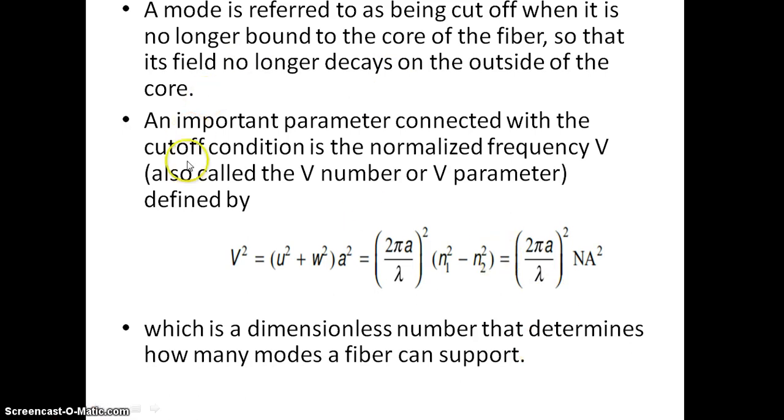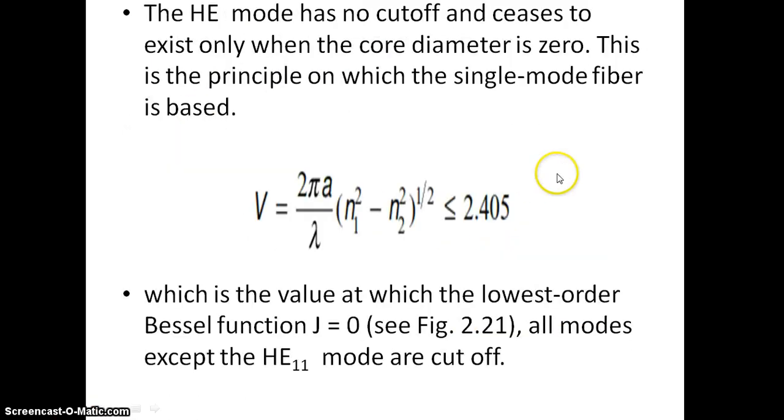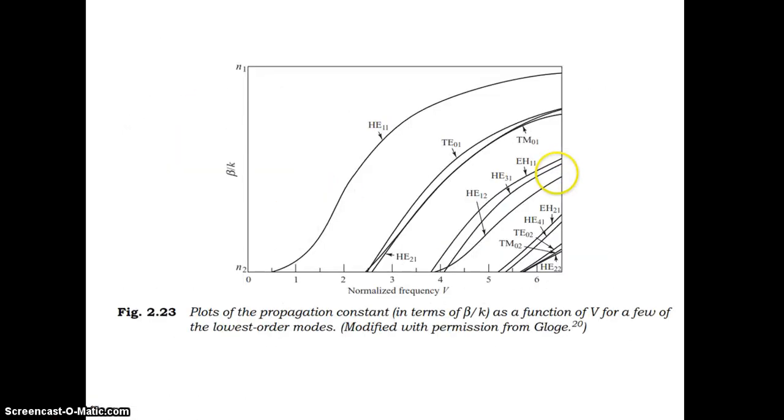And the V number is called the normalized frequency. This diagram shows the propagation constant as a function of V. Here on the x-axis is V, and on the y-axis the propagation constant beta has been plotted for different types of modes. As you know, this is the HE11 mode. For this HE11 mode, the V number here is 2.405. So for the single mode fiber, the V number is 2.405.